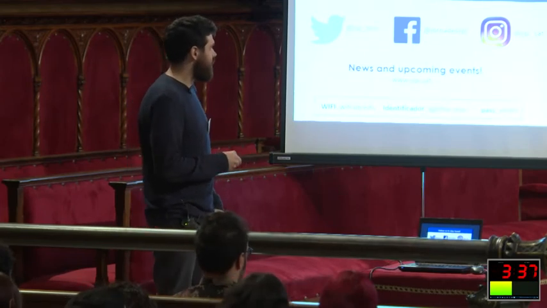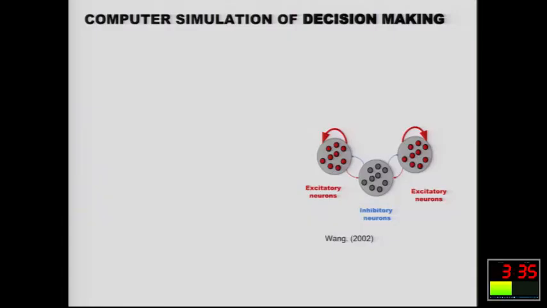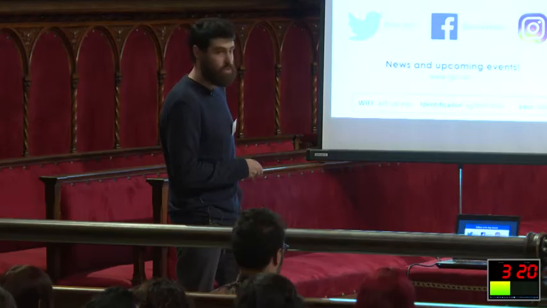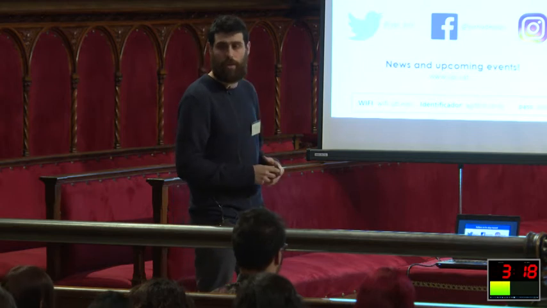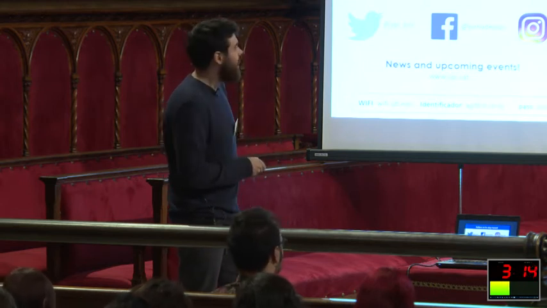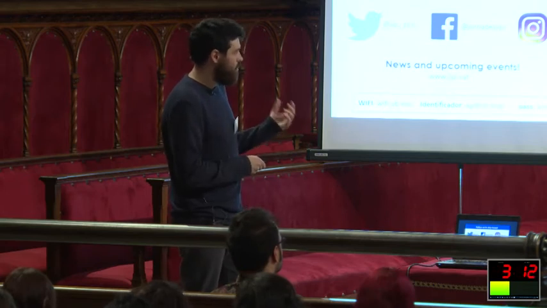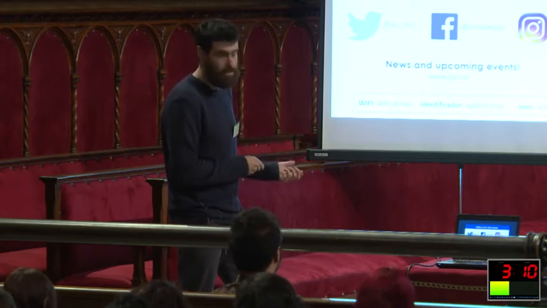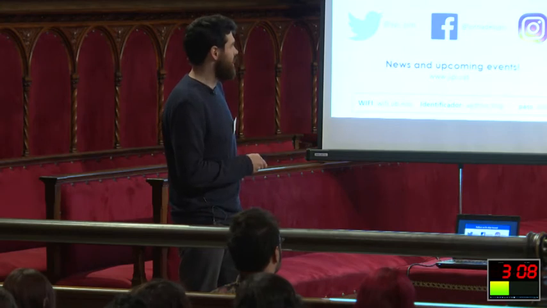This model was developed by Wang in 2002, and it's composed of two populations of excitatory neurons, one which is selective to the left stimulus and one which is selective to the right stimulus. This means that they receive an input which is proportional to the number of dots that are moving to the right or the number of dots that are moving to the left. And then there is another population of neurons which are inhibitory and not selective.